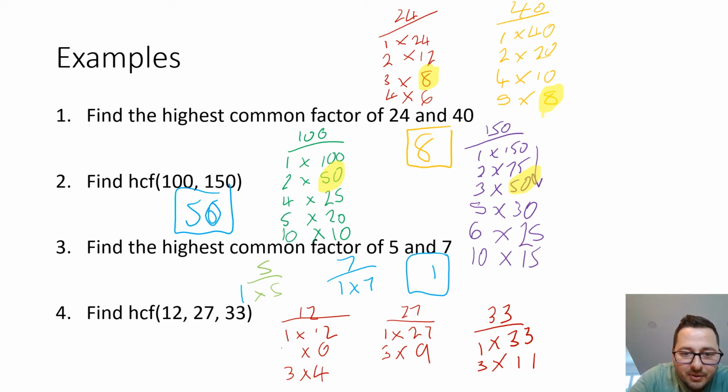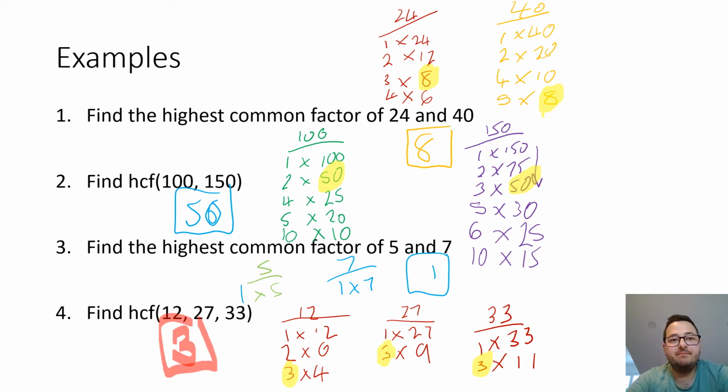Let's get that back. What was that? 2 times 6. Let's use that. So in all of our factorizations, we get 3. So that is the highest common factor, is 3.